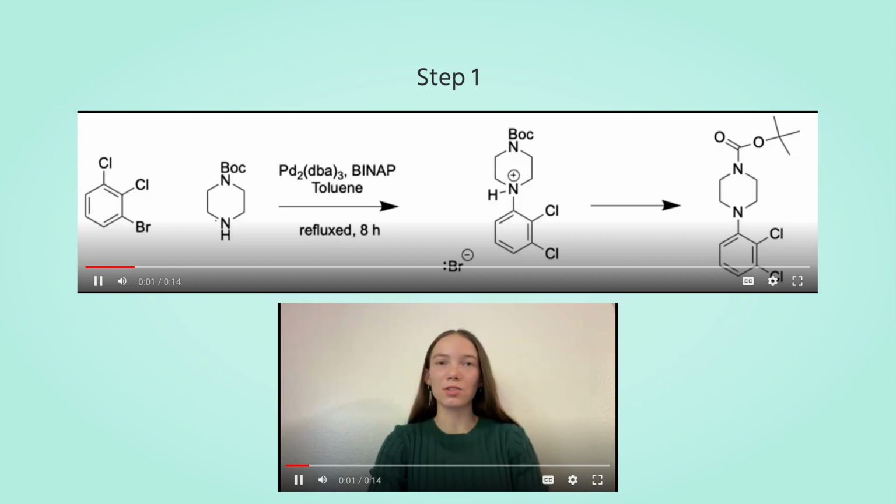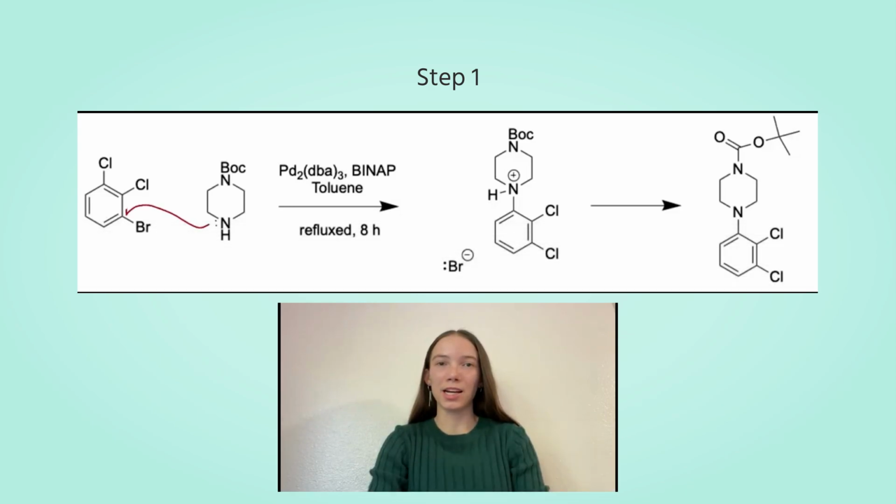The first step starts with the lone pair on the amine attacking the bromochloride benzene ring and kicking out the bromine and replacing it. And then the next part is the bromine ion comes in and deprotonates the amine to make it neutral again.